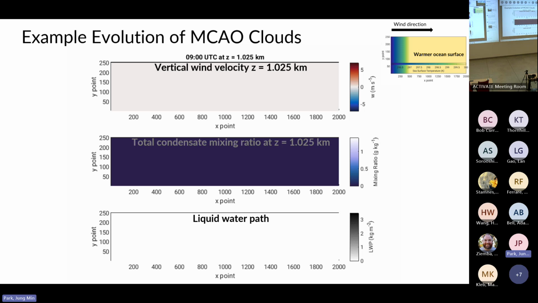And accordingly, if you look into the total condensate field at the same level, and also the liquid water path for the same simulation at the same time, we see the clouds forming with patterns similar to the vertical velocity. The wind blows from the west to the east in the simulations, and you see the transition from roll to cell structure from the west to the east as the simulation goes.